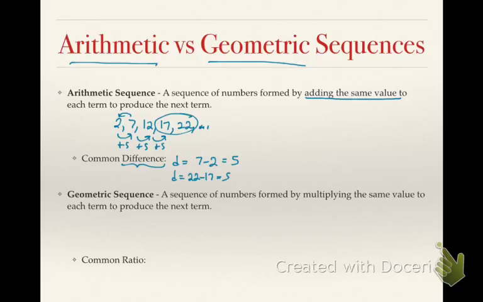A geometric sequence is a sequence of numbers formed by multiplying by the same value to get to the next term. So a good example of that would be 1, 3, 9, 27, 81, and so on. What are we multiplying each time? Well, we're multiplying by 3 each time.